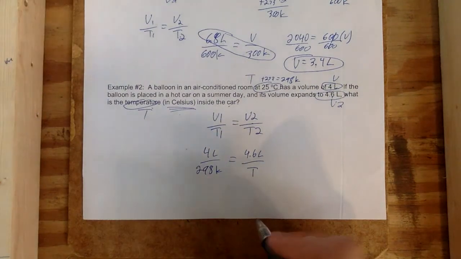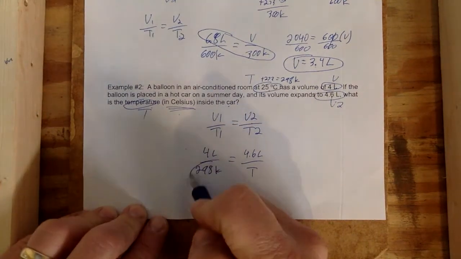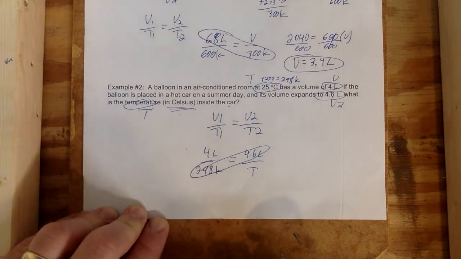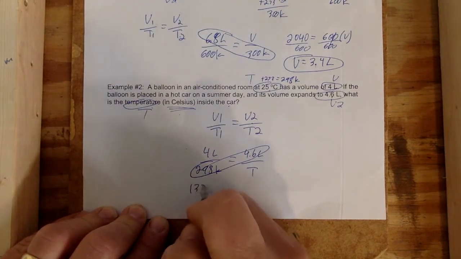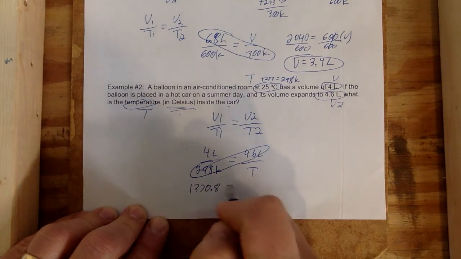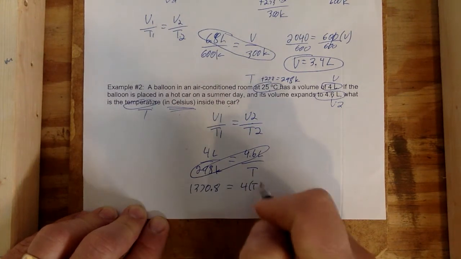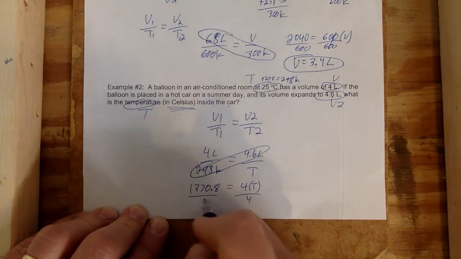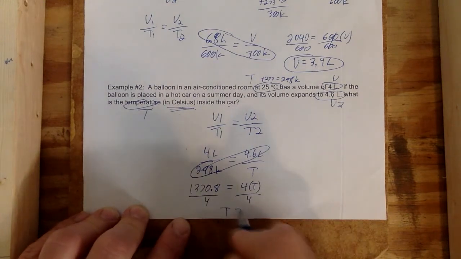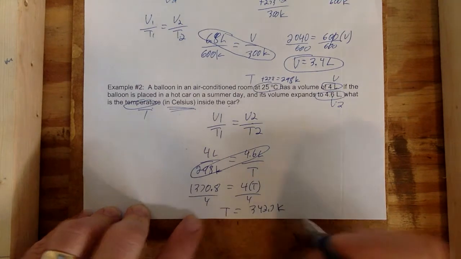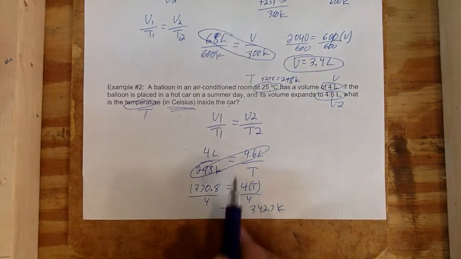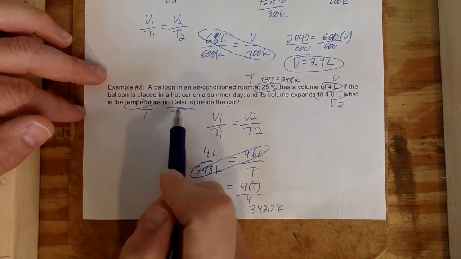So again, we're going to cross multiply. So we're going to go 298 times 4.6. If you type that in your calculator, that would give you an answer of 1,370.8 equals 4 times T. Divide both sides by 4, and temperature comes out to be 342.7. But that would be in Kelvin because our first temperature was in Kelvin, but they're asking us the temperature in Celsius.